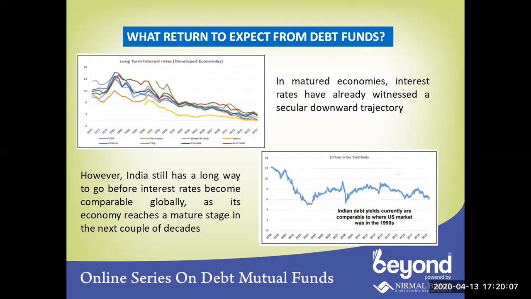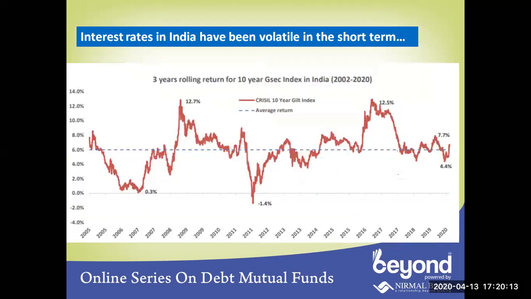So here I would like to show you that interest rates in India have been volatile in the short term. This is the 3-year rolling return index of the 10-year GSEC in India. If you look at this chart of 3-year rolling returns, you will see how volatile the 3-year returns of the 10-year GSEC are.